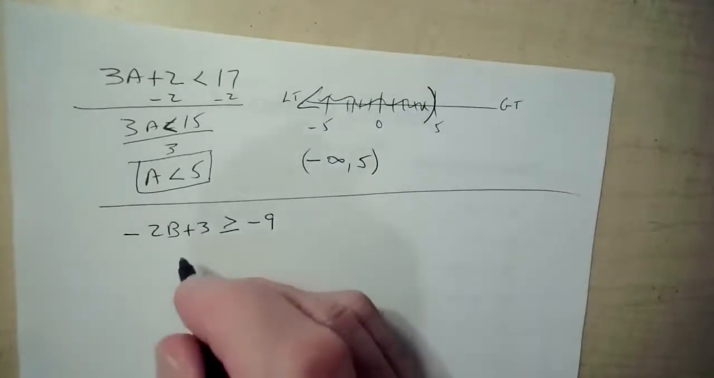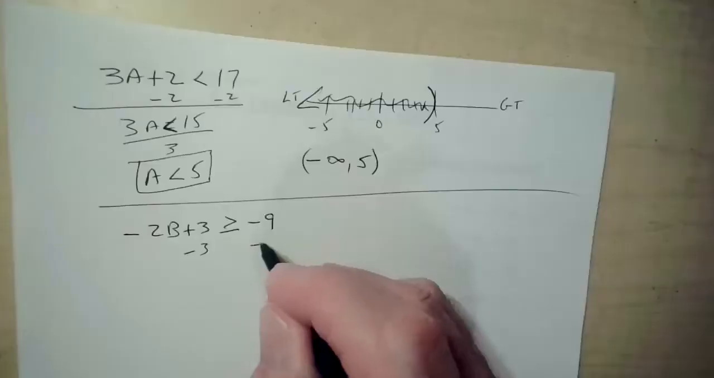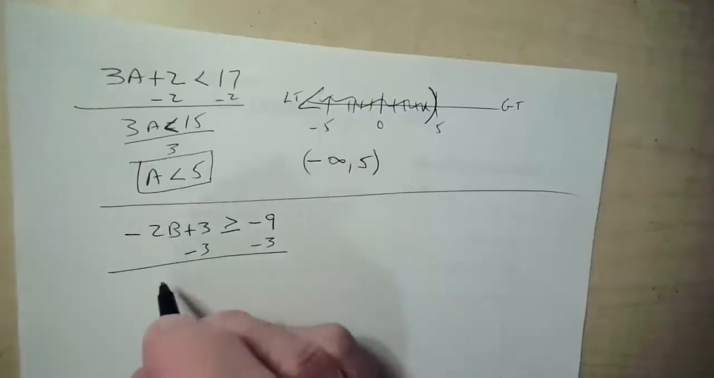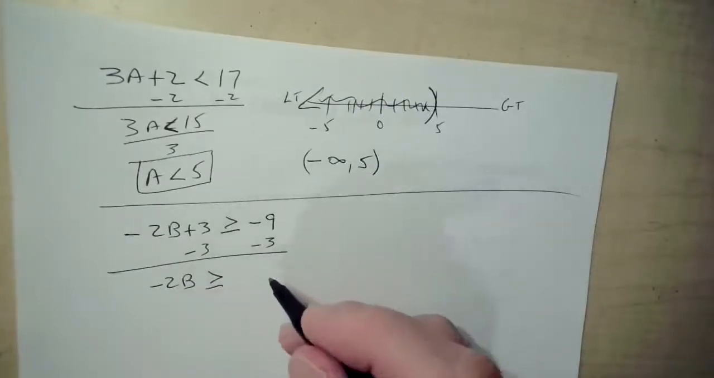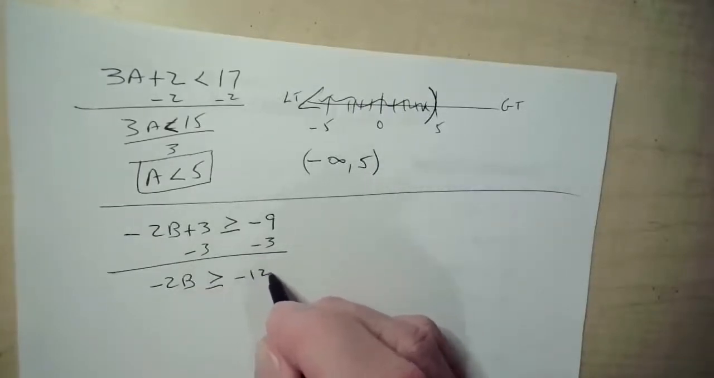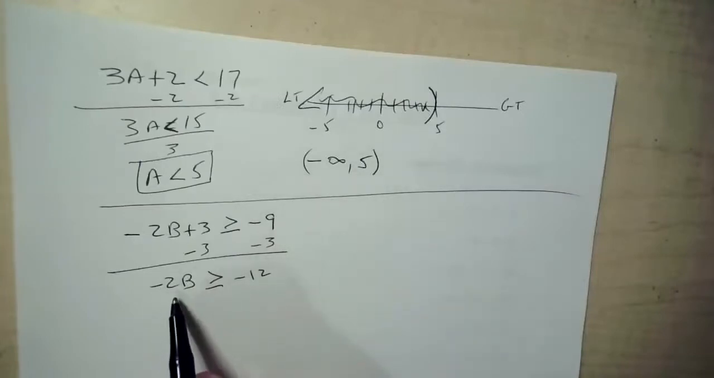Okay, again, we solve these just like equations, so we're going to get rid of the 3 first. And we have negative 2b on this side, greater than or equal to negative 12.